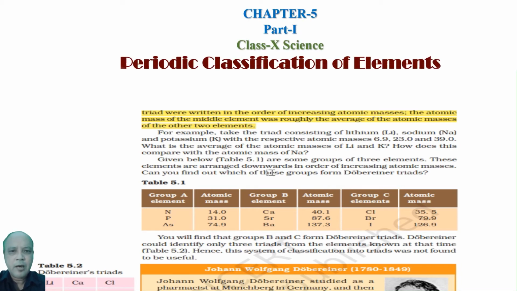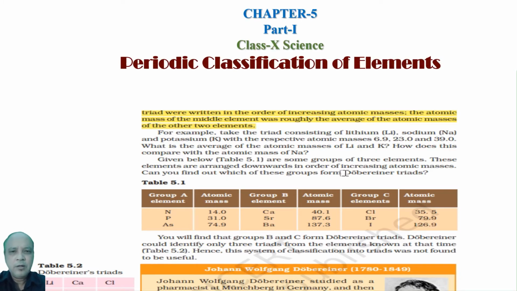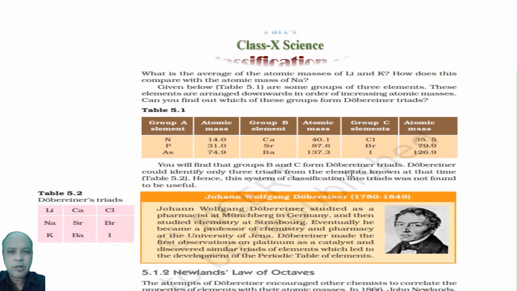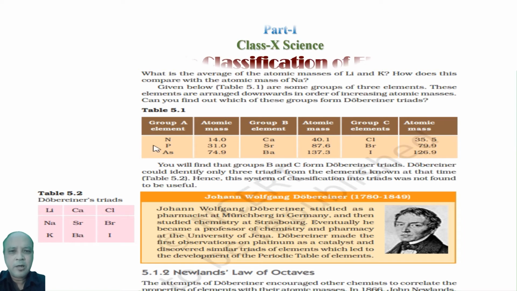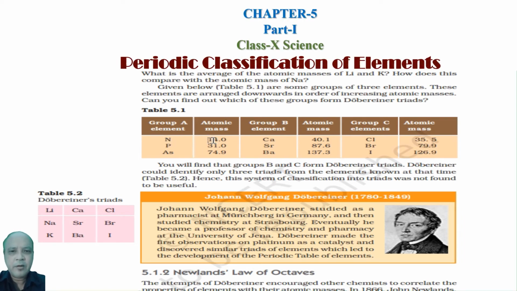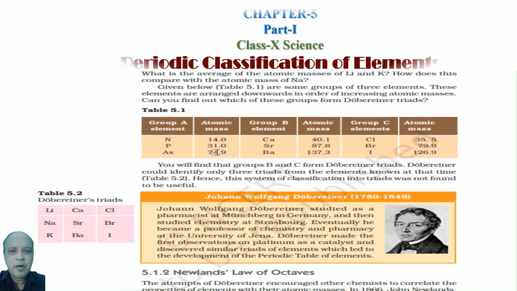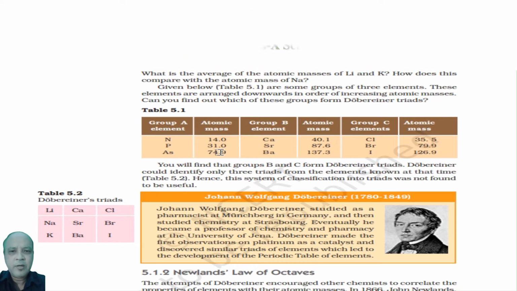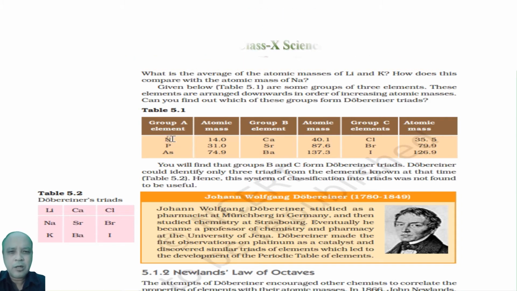These elements are arranged downward in order of increasing atomic masses. Can you find out which of these groups form the Dobereiner triad? So you calculate the average. 3 is there: nitrogen, phosphorus, and arsenic. Nitrogen atomic mass is 14, phosphorus atomic mass is 31, and arsenic atomic mass is 74. So you take the sum of the atomic masses of nitrogen and arsenic.